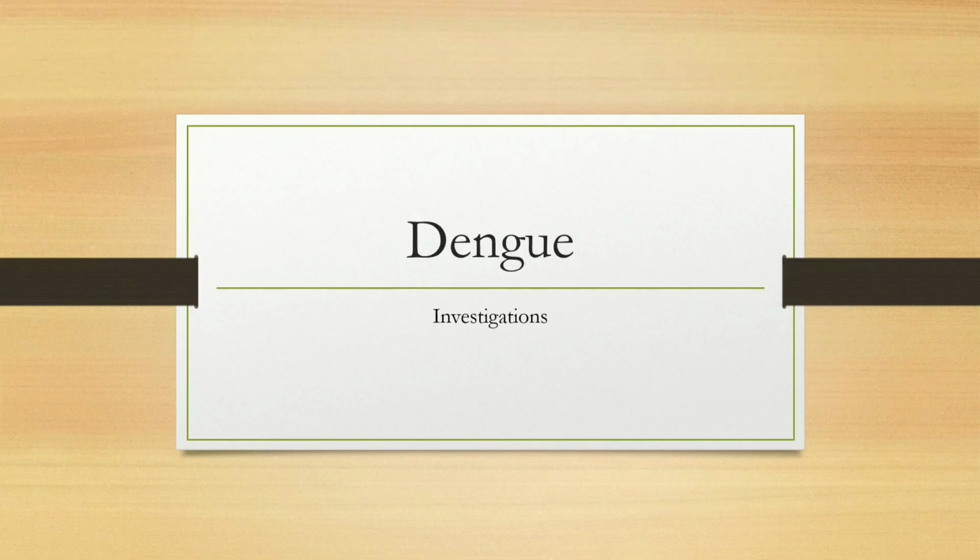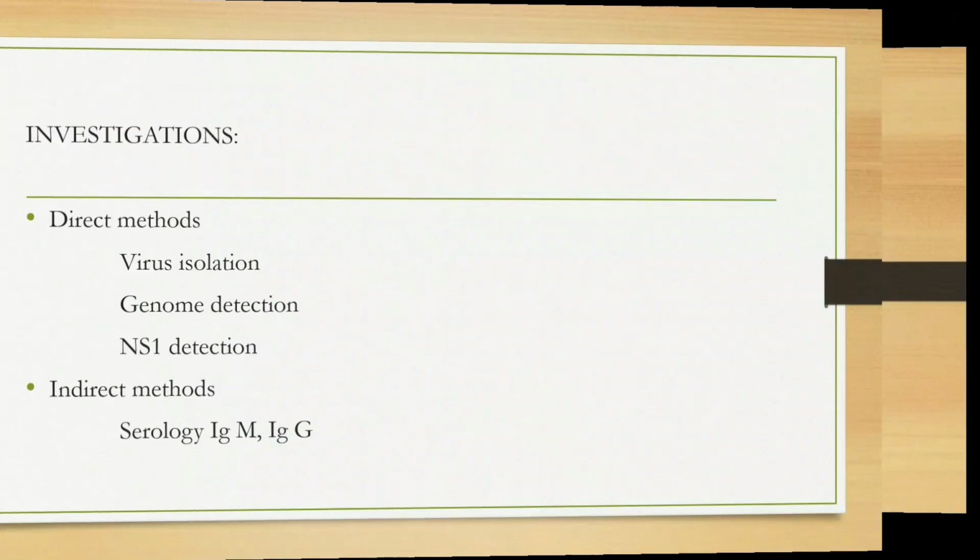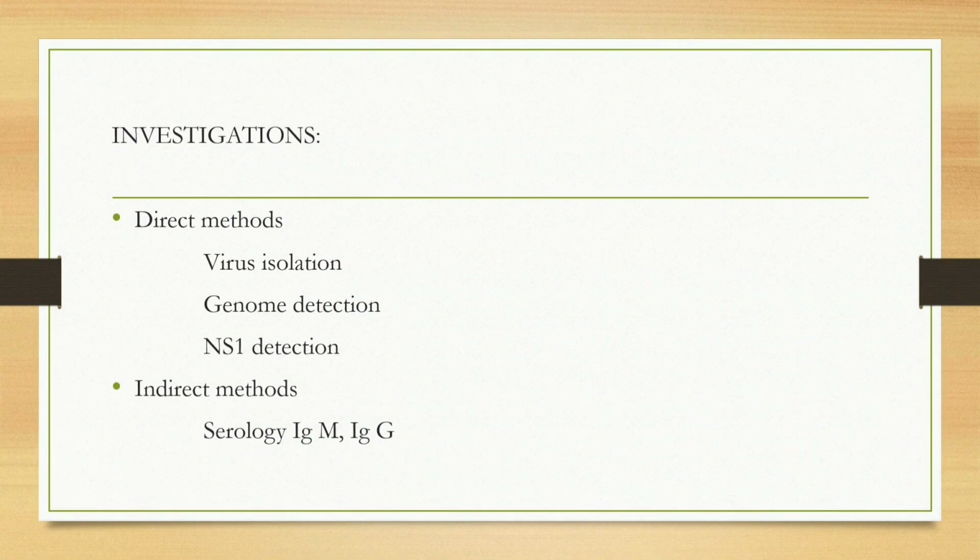The laboratory investigations for dengue. So lab diagnosis is done to confirm the case of dengue. We can confirm by directly isolating the virus, or by indirect methods by showing the antibodies which are formed against the virus. So direct methods and indirect methods. In direct methods, there is virus isolation, genome detection, and NS1 antigen detection. In indirect, we can do the serology for IgM and IgG antibodies.